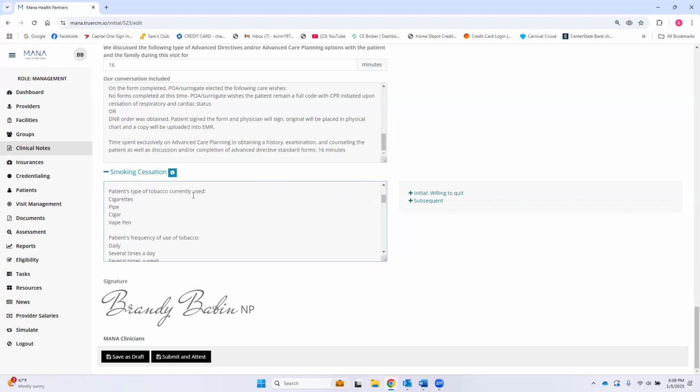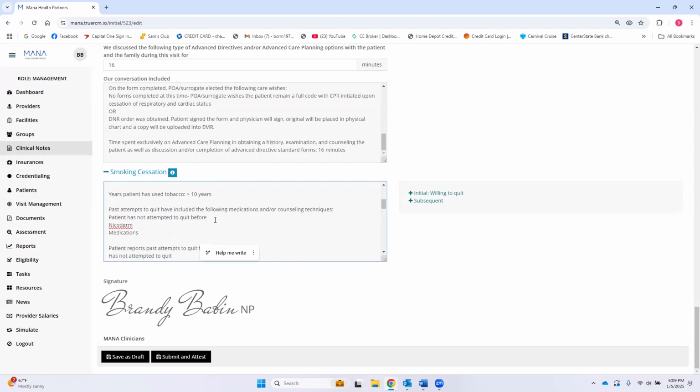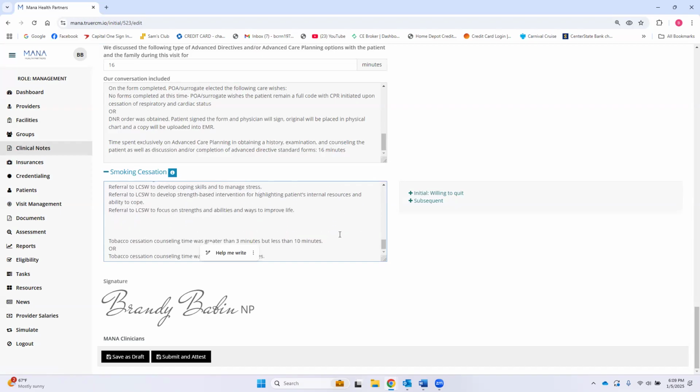So again, don't delete any section, but delete what's not applicable to that specific section. So for example, the patient smokes cigarettes, you're going to delete what they don't smoke. Their use of tobacco is several times a day, so delete what is not applicable. The years that they've smoked, you're going to delete what's not applicable, and then you're going to have your answer there. You're going to complete that for all sections of this. There are two different answers. There's 3 to 10 minutes, and there's greater than 10 minutes.